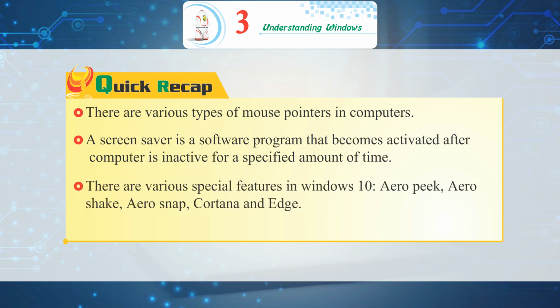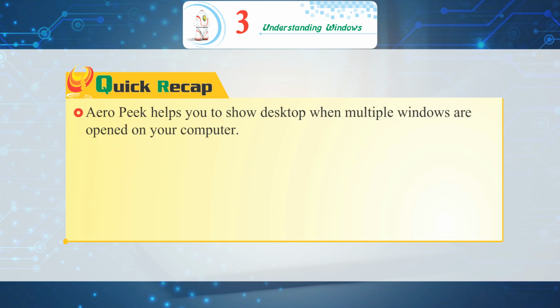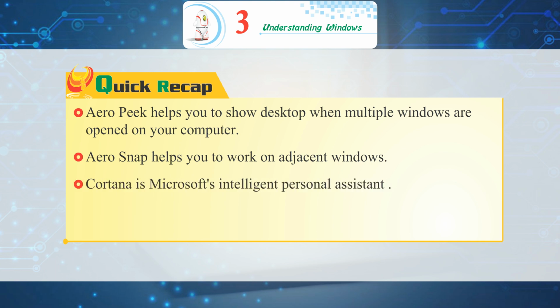There are various special features in Windows 10: Aero Peek, Aero Shake, Aero Snap, Cortana, and Edge. Aero Peek helps you to show desktop when multiple windows are opened on your computer. Aero Snap helps you to work on adjacent windows. Cortana is Microsoft's intelligent personal assistant.